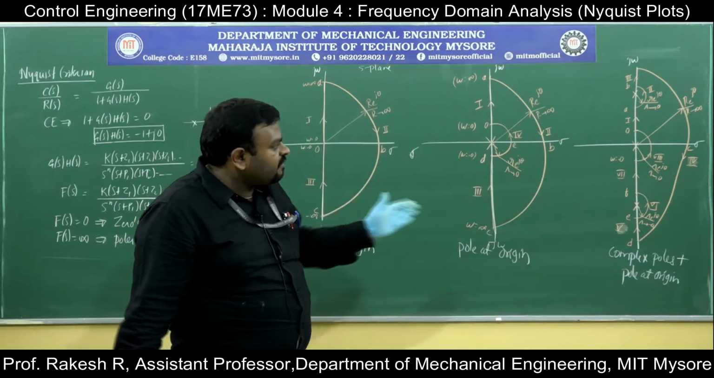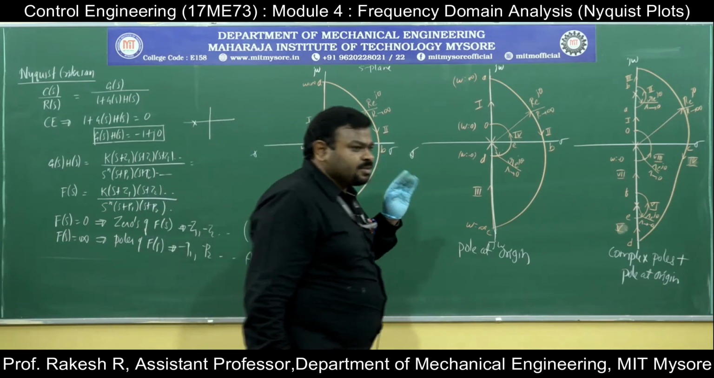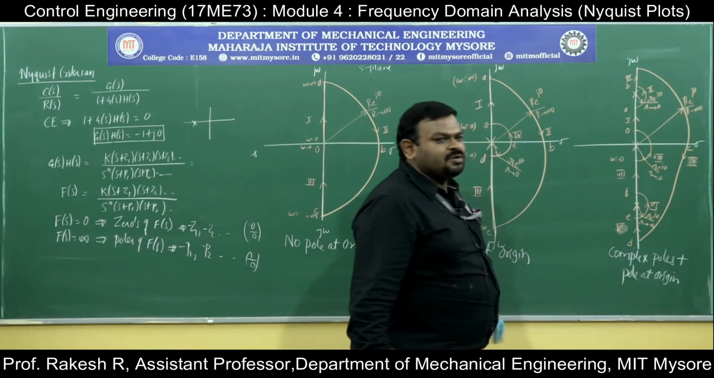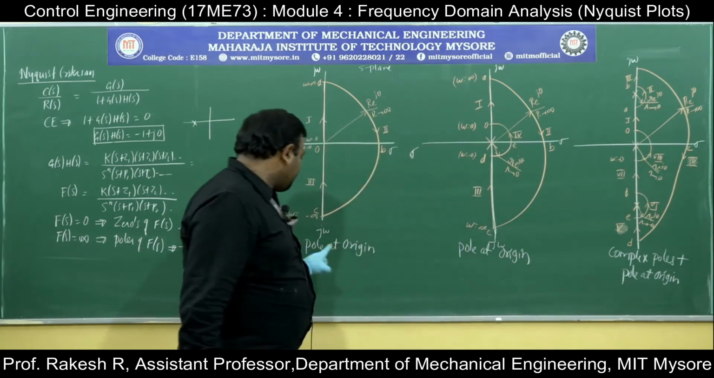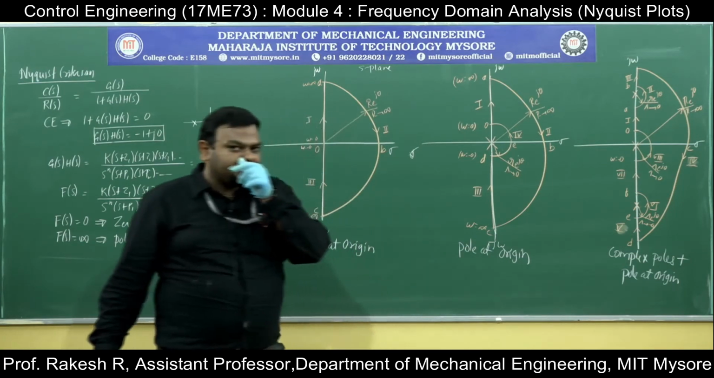Since there are a number of segments, there are 7 segments, you need to solve 7 segments, which is time consuming. We will convert this and we will solve. Moreover, there are only 2 cases. One is no pole at origin and the other is pole at origin.